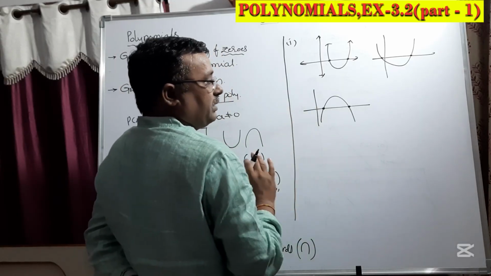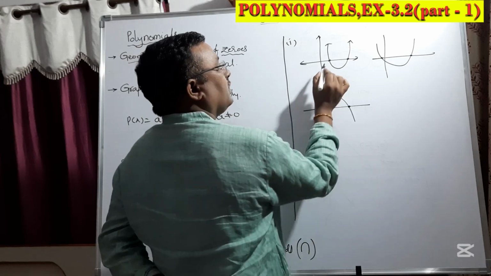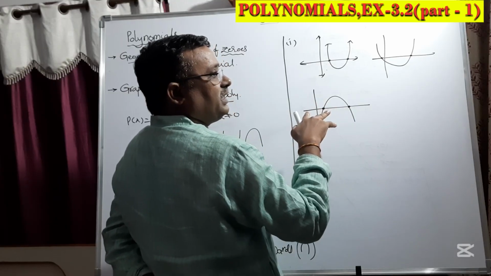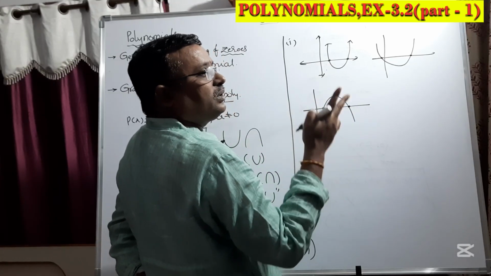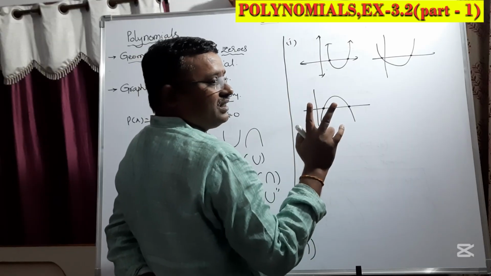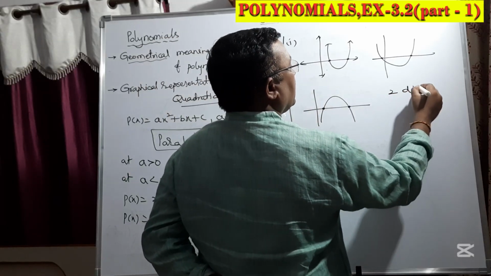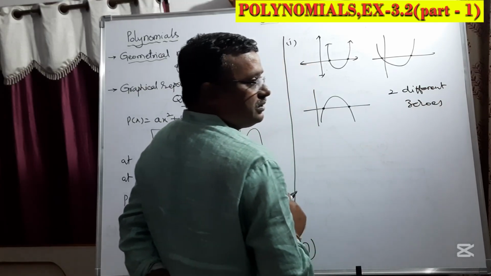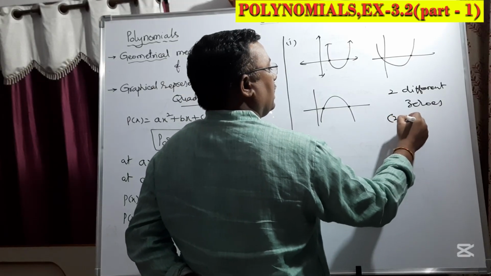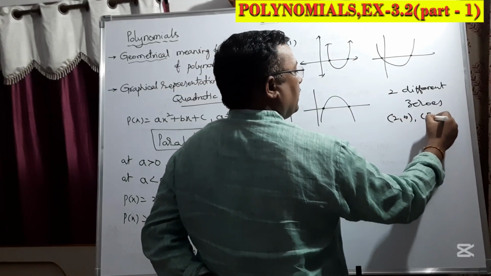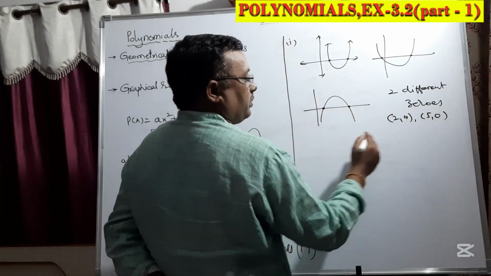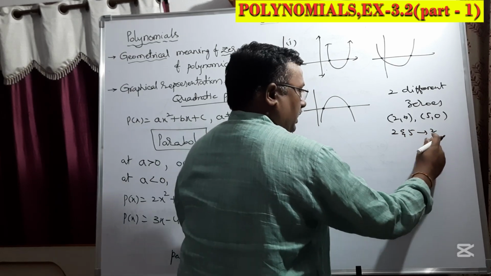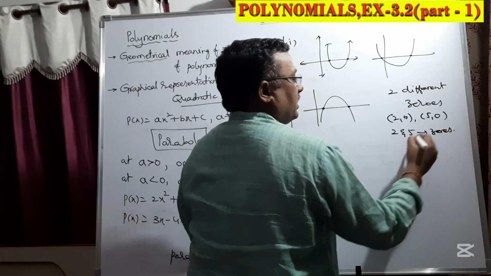In this category, what do we observe? The parabola has 2 different intersecting points, so 2 different x coordinates, so you will get 2 different zeros. Understood? Like the ordered pairs (2, 0) and (5, 0). If you got these intersecting points, 2 and 5 are the zeros. Understood?